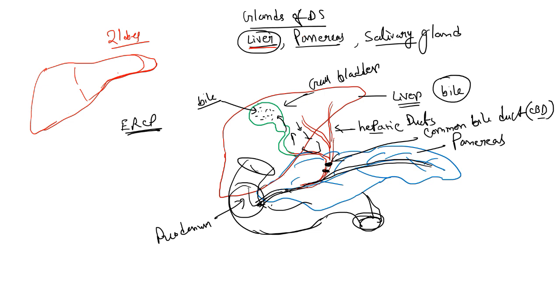Now, so the duct is clear, the liver is clear. And now let's talk about the pancreas. So what is the pancreas here? The pancreas is basically present between the two limbs of the duodenum, as I drew in this picture. And what does the pancreas produce?